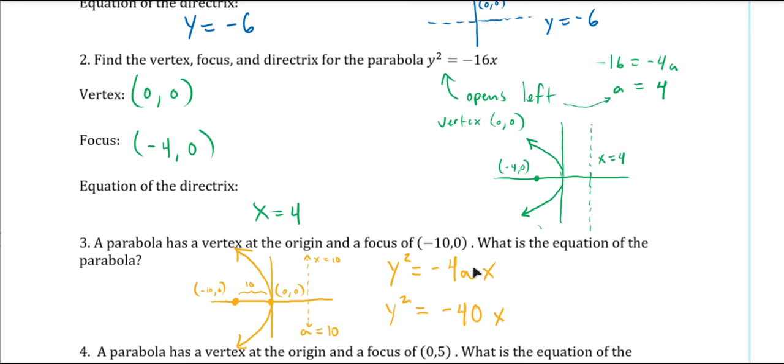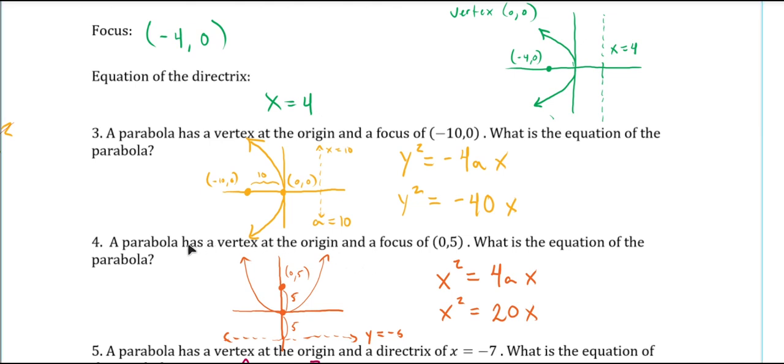But if all I want is the equation, I notice that it's left opening, so we have y squared is equal to negative 4ax. And since we found the value of a to be 10, we just plug that in, and we get y squared is equal to negative 40x. A sketch here as you go is very helpful in determining its orientation and the meaning of certain values, such as a. Here's another one.